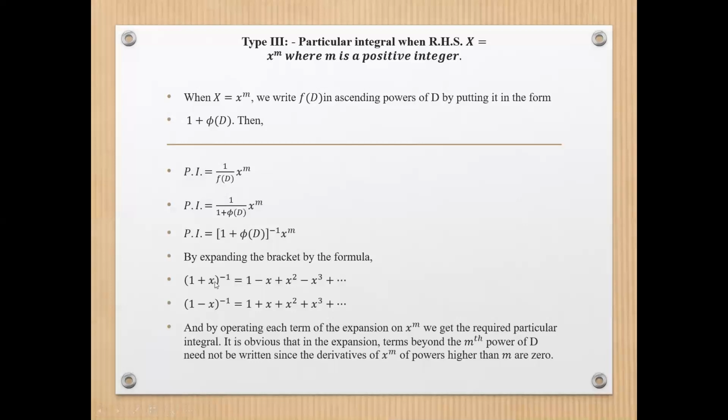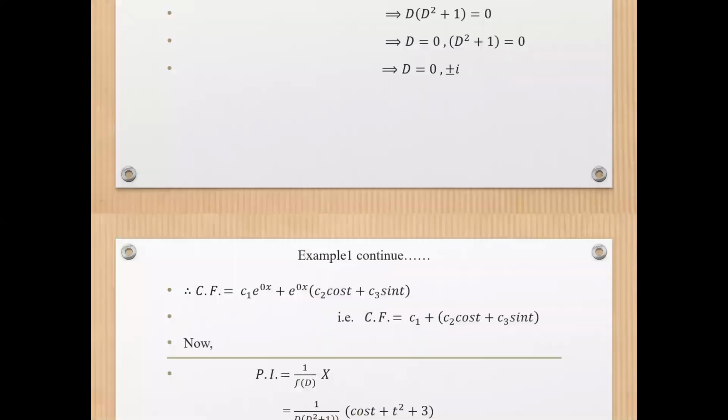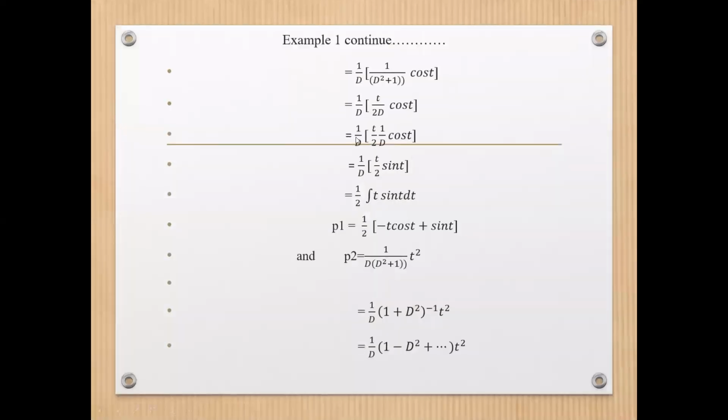Here (1 plus x) raised to minus 1 has the expansion 1 minus x plus x square minus x cube plus and so on. But here x is nothing but D square. So putting x as D square in that expression, we get 1 upon D into bracket 1 minus D square plus D raised to 4 plus and so on, into t square.